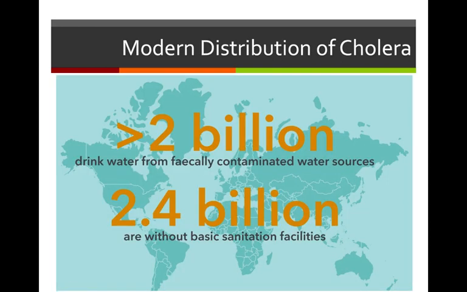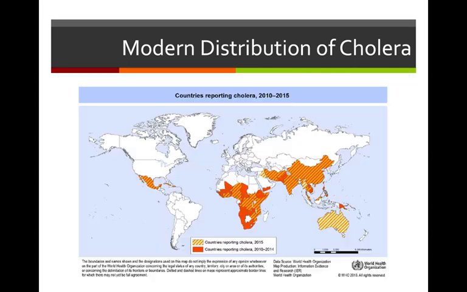However, while Europe and the US and other places like that seem to be safe from cholera, we have to remember that huge portions of the world do not have access to clean drinking water. Over 2 billion people can only access water that has been contaminated by feces. 2.4 billion people, nearly a third of the world's population, live without basic sanitation facilities. So that's why cholera can be a huge issue worldwide.